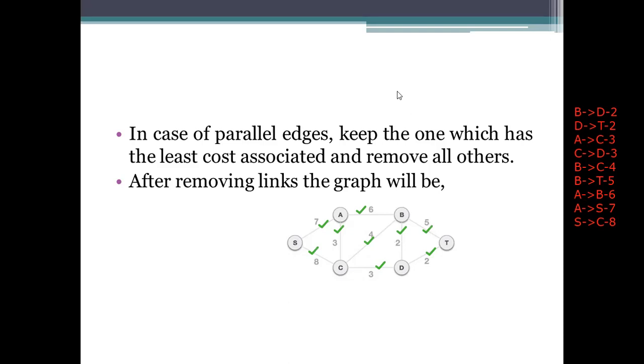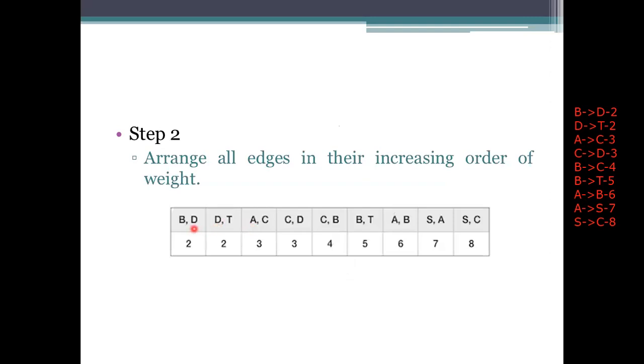Okay. So here, go for the processing, that is the construction of a spanning tree. First we need to place the data in order. Arrange all these in increasing order of the weight here: BD, DT, AC, CD, and the next CB or BC, BT, AB, and then AS, and then SC.